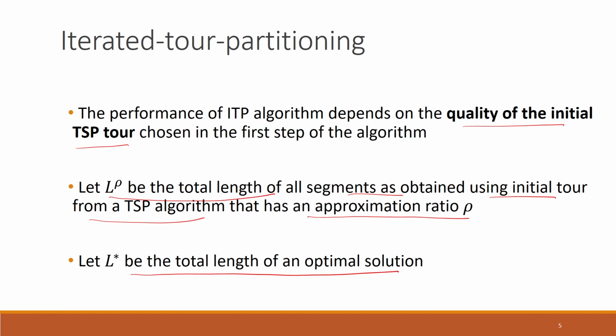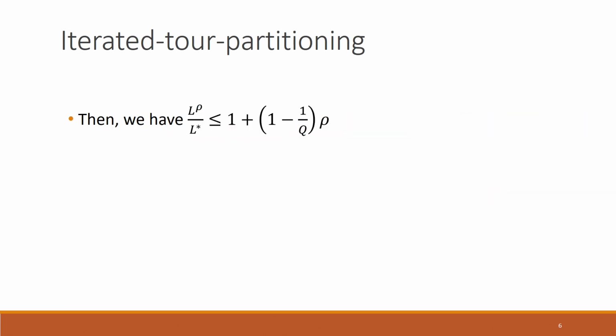So, let L rho be the total length of the tours obtained by this ITP algorithm if you start with an initial tour obtained by an algorithm with approximation ratio rho, and let L star be the total length of the optimal solution. L star is the value of the optimal solution in this vehicle routing problem, the length of all of the tours in the optimal solution. Then this result holds: L rho by L star is less than or equal to 1 plus (1 minus 1 by q) times rho.